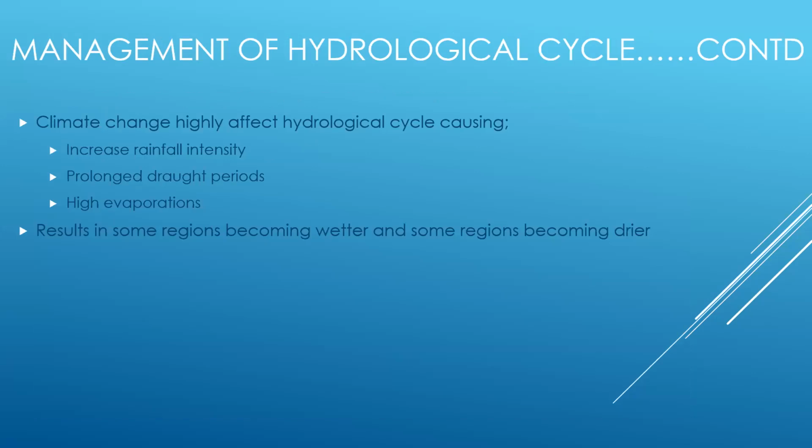Well, it continues. When it comes to climate change, it can highly affect the hydrological cycle in three aspects. The first is increasing rainfall intensity, which you can experience in Sri Lanka. Ten or 15 years back, we didn't have such highly intensified rains. Then prolonged drought periods: when drought comes, there are months without rain, right? I'm quite sure you have experienced this in 2016, 17, 18, right?